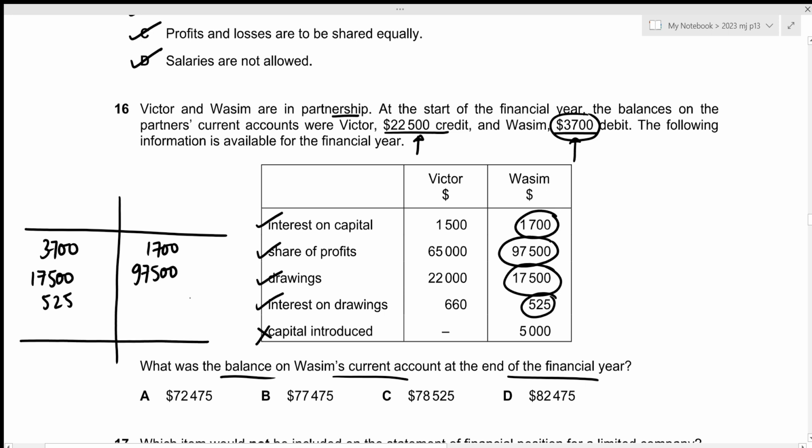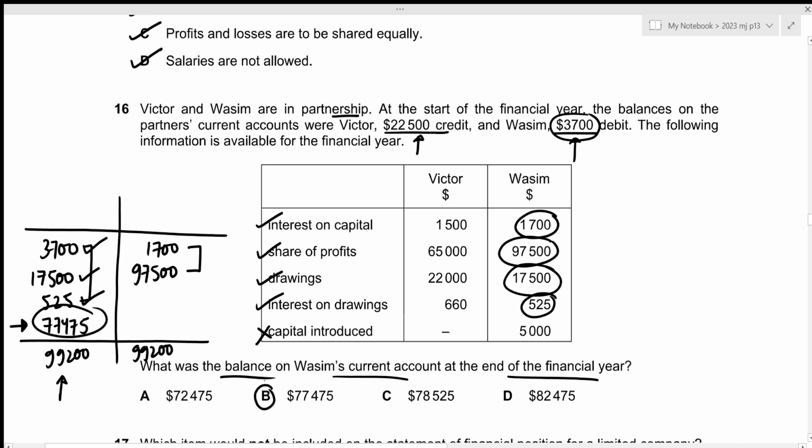We can clearly see that credit side is the heavier one. Let's figure out the total. That's 1,700 plus 97,500, which results in 99,200. Now, in order to figure out our closing balance, we just need to subtract all of these from the total. That's 99,200 minus 3,700 minus 17,500 minus 525, which results in 77,475. That is the answer we're looking for, which is given in option B.